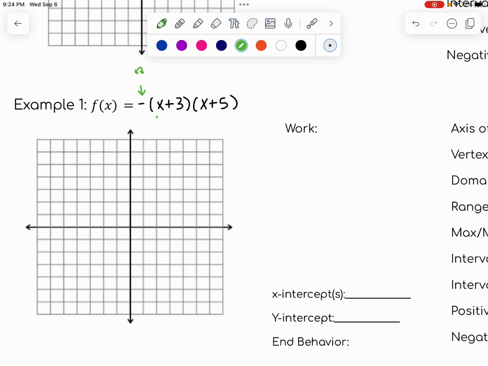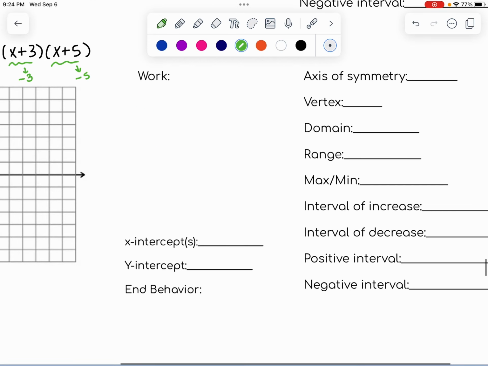And then we have our two factors. And these two factors are going to tell us what our intercepts are. You can look right there and see it says x plus 3. Well, we think opposite, and so that means that the first x-intercept will be at negative 3. In the second one, it's x plus 5, so the second x-intercept will be at negative 5. So I'm going to come over here and write those down as our x-intercepts. Remember, we always write these as ordered pairs, so negative 3 comma 0 and negative 5 comma 0.